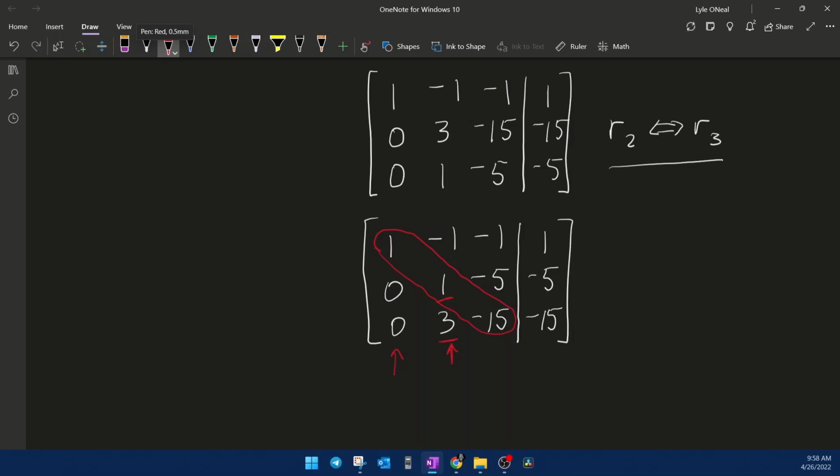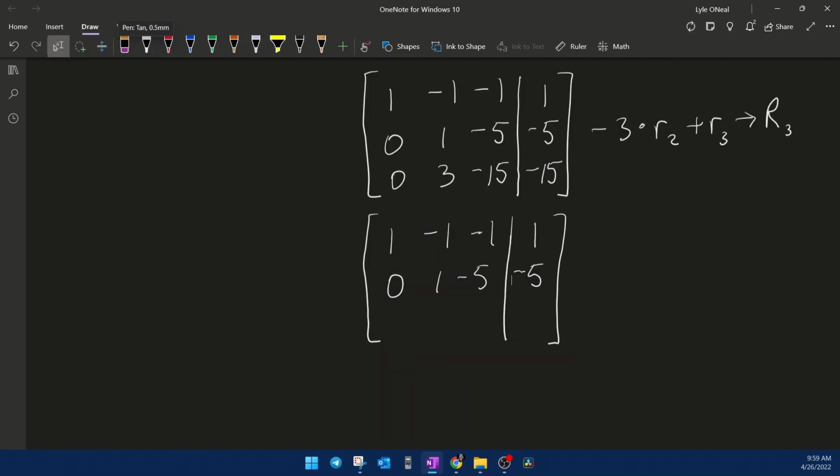Think about this. What would I multiply 1 by that when I add it to 3 would give me a 0? Well, the answer to that is negative 3. So next we're going to take negative 3 times row 2 and add it to row 3 to produce a new row 3, and that should achieve this objective.